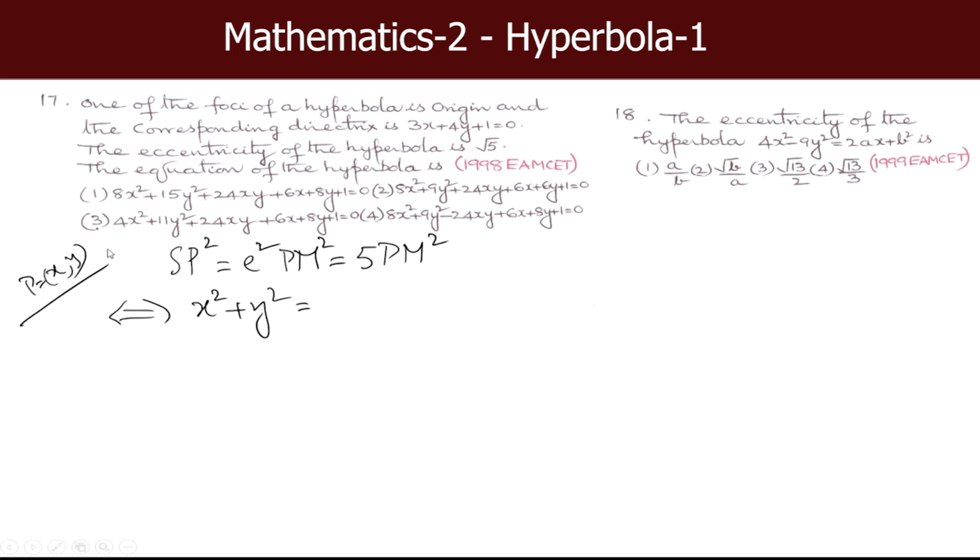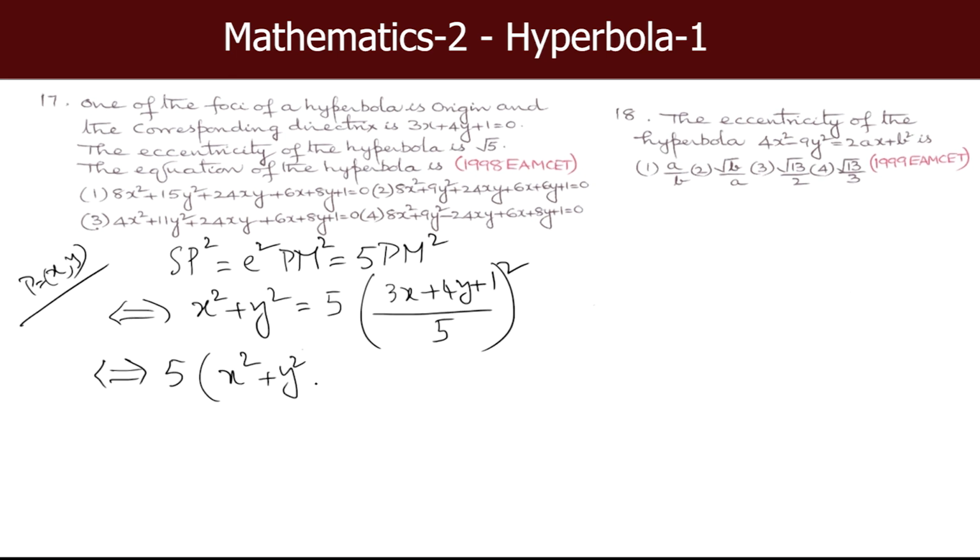So when P equal to (x, y), S is the origin, SP square is OP square, that is x square plus y square, is equal to 5 times PM, the distance of P(x, y) from the line 3x plus 4y plus 1 equal to 0, that is (3x plus 4y plus 1) by root 25. We don't need the mod since we write the whole square, by 5 whole square; otherwise we would need the mod. If we write just the distance, we need the mod, otherwise not. So a 5 cancels. This is if and only if 5 times (x square plus y square) equal to (3x plus 4y plus 1) whole square.